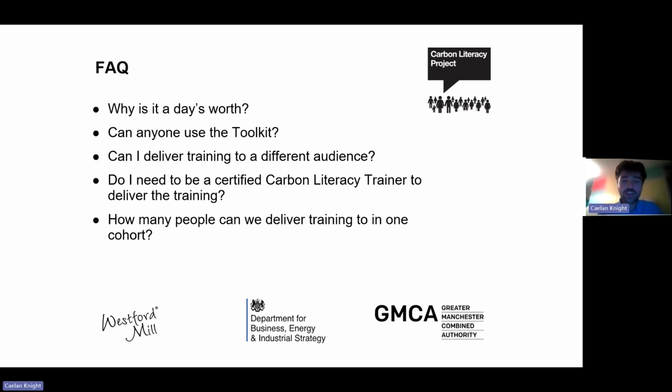Can anyone use the toolkit? Yes, anyone can use the toolkit so long as they work at a parish, town, or community council, and they can use it for delivery to their peers. Other people, like local authorities or training providers, can also gain access for a small fee. But the toolkit is designed for delivery to parish, town and community councils. It's not designed for other audiences and couldn't be used for certified carbon literacy training for any other audience.